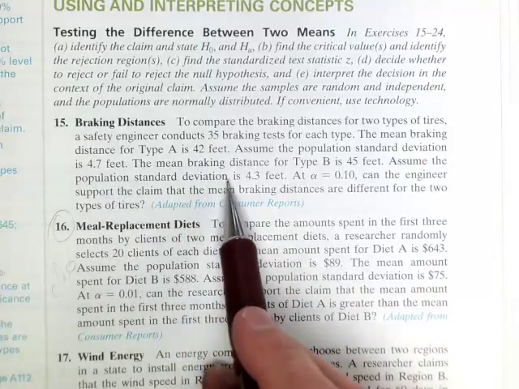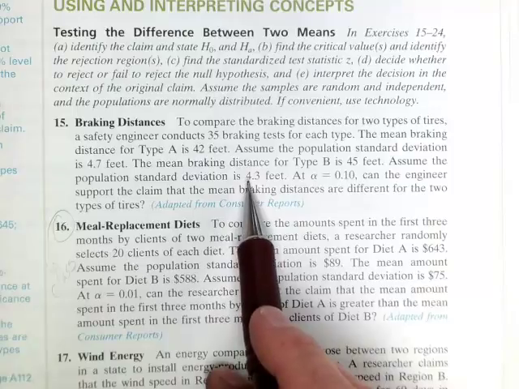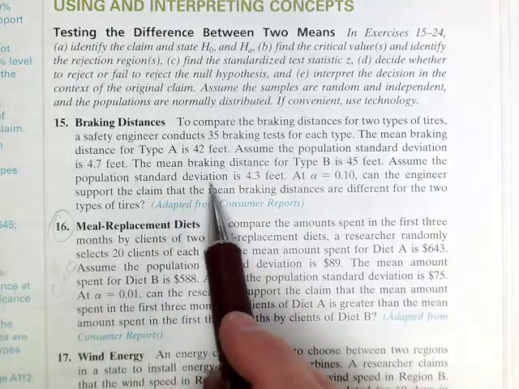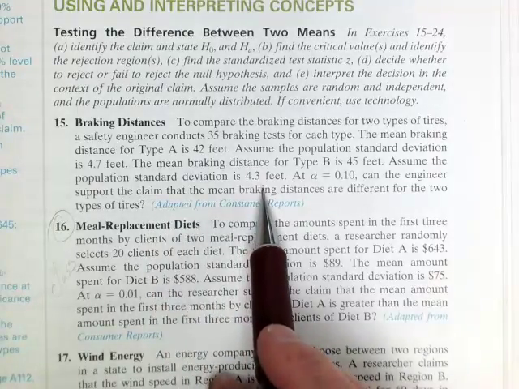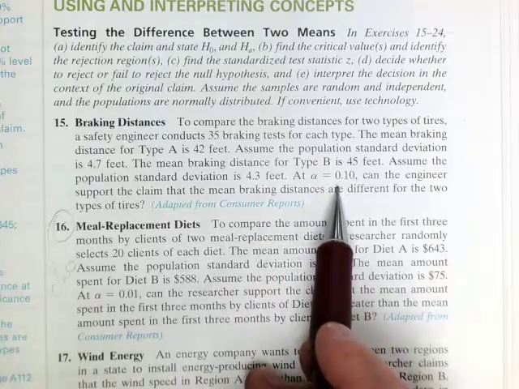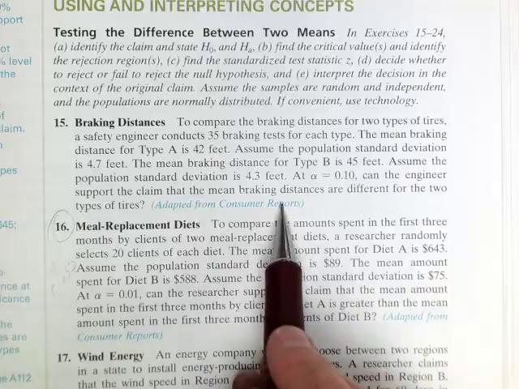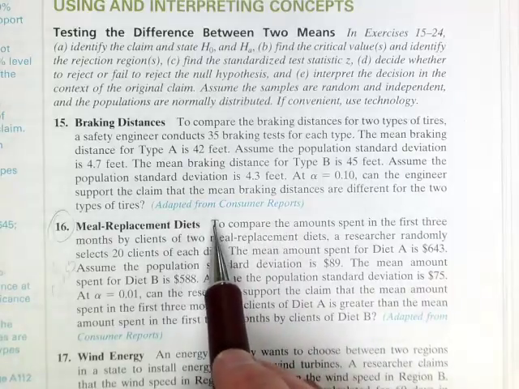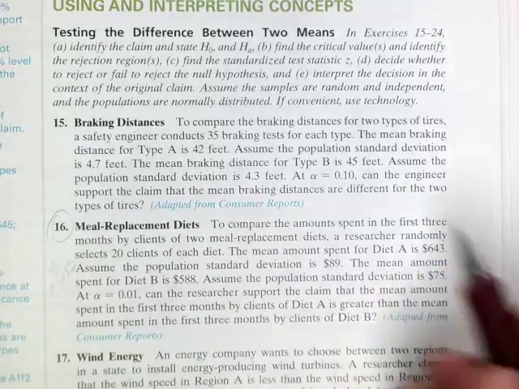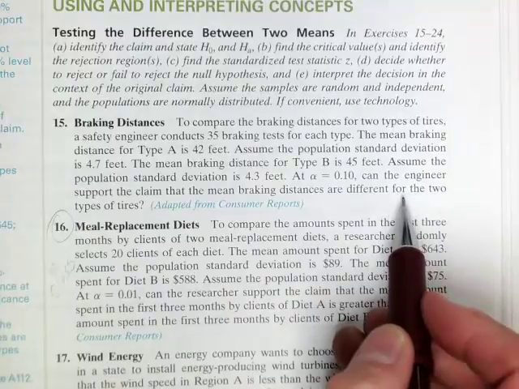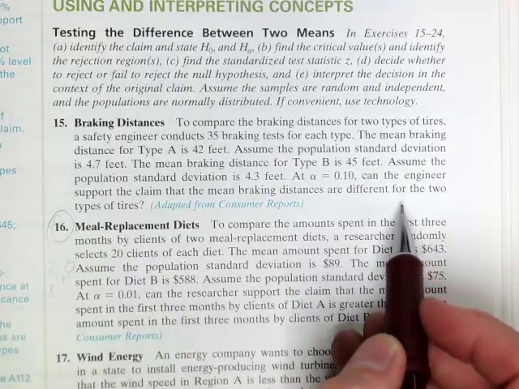The mean braking distance for type B is 45 feet. Assume the population standard deviation is 4.3 feet. At alpha equal 0.1, can the engineer support the claim that the mean braking distances are different for the two types of tires? Okay, so let's go ahead and write that claim in terms of the parameters.